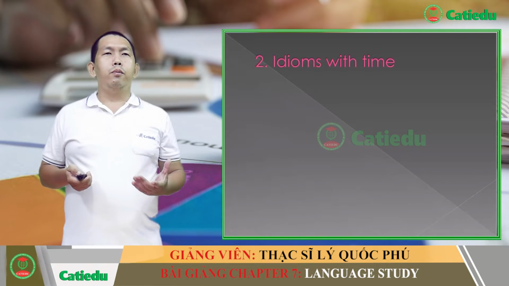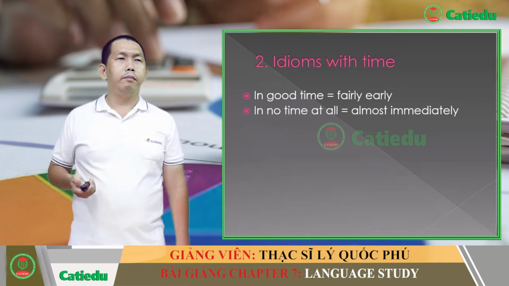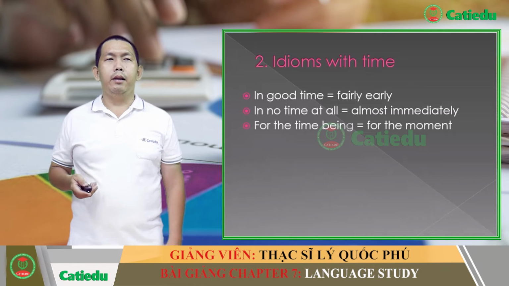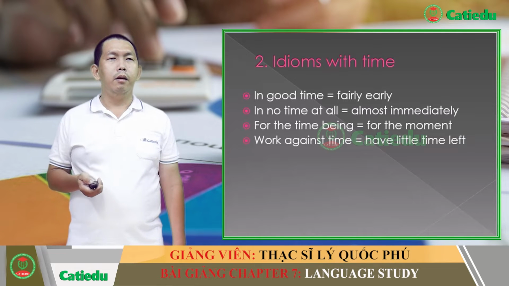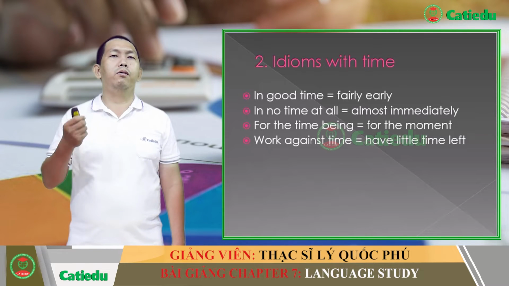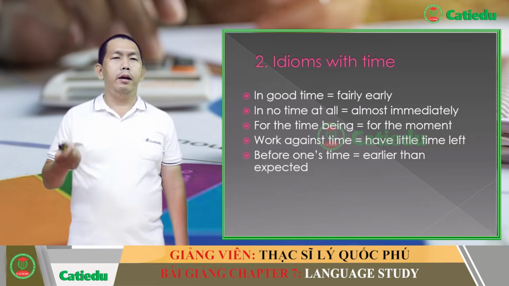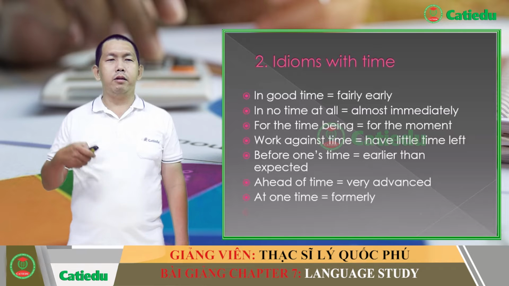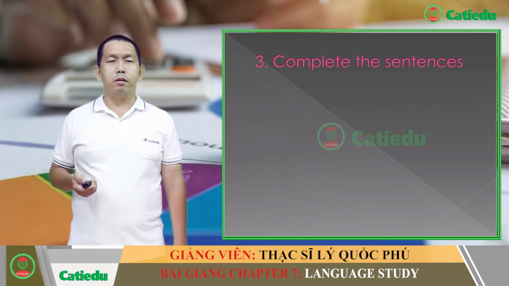Now we learn some idioms with time. A good time means very early. In no time at all means almost immediately. For the time being means for the moment. Work against time means you have little time left. Before one's time means earlier than expected. Ahead of time means very advanced. At one time means formerly. From time to time means at intervals.